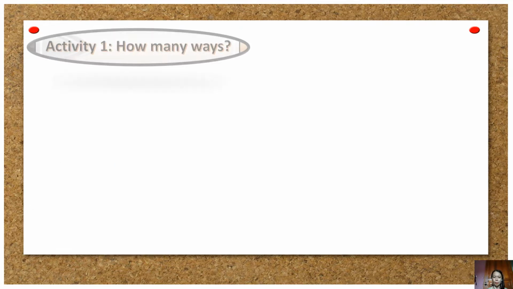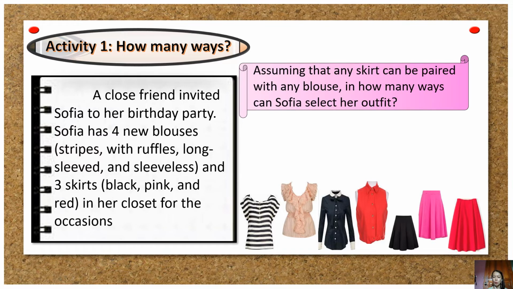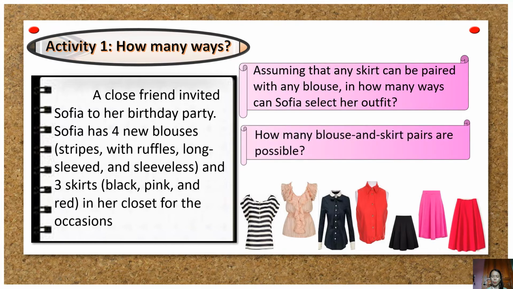Let's have another example. A close friend invited Sophia to her birthday party. Sophia has 4 new blouses, stripes with ruffles, long sleeves, and sleeveless, and 3 skirts, black, pink, and red, in her closet for the occasion. Assuming that any skirt can be paired with any blouse, in how many ways can Sophia select her outfit? How many blouse and skirt pairs are possible?